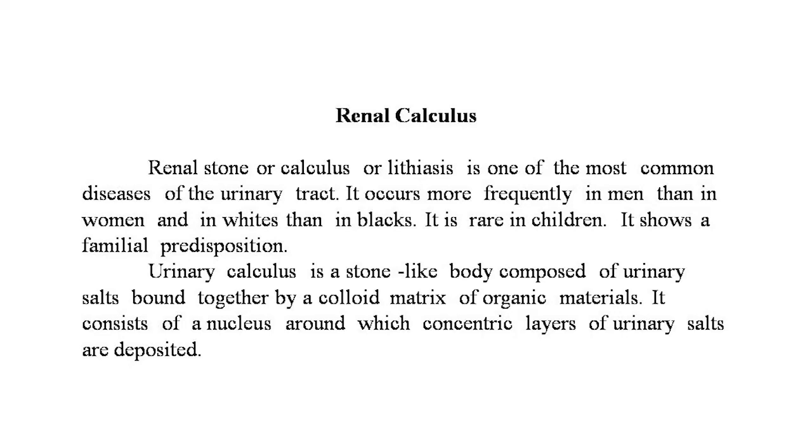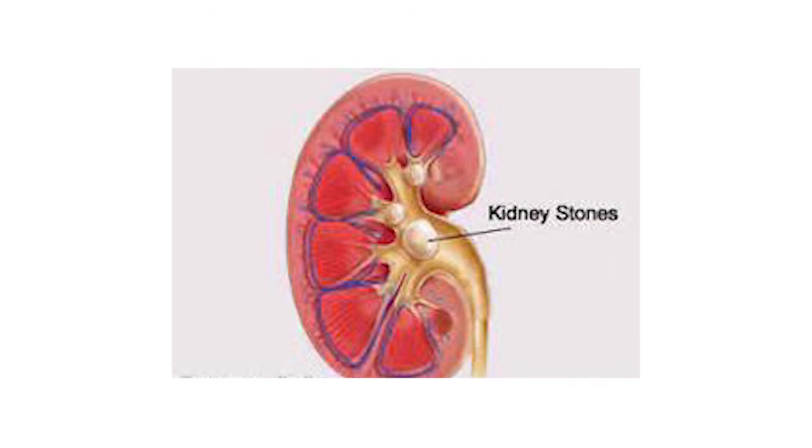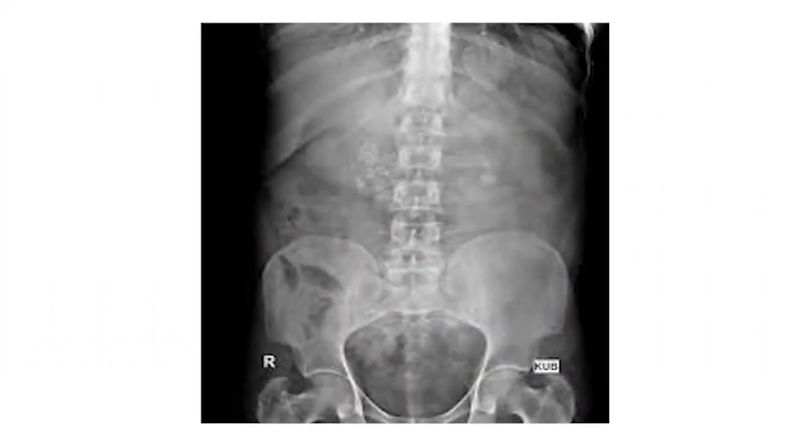Dear students, here is a good picture showing the renal calculus, kidney stone in the minor and major calyces of the kidney. There is also a kidney stone in the ureter. Here is a stone in the pelvis. Here are the various types and sizes of the stones. Staghorn calculus is there also. This is the X-ray image showing the radio-opaque calculus.